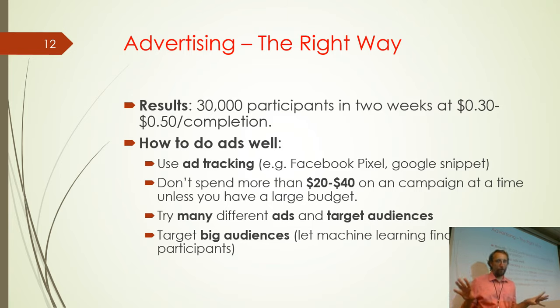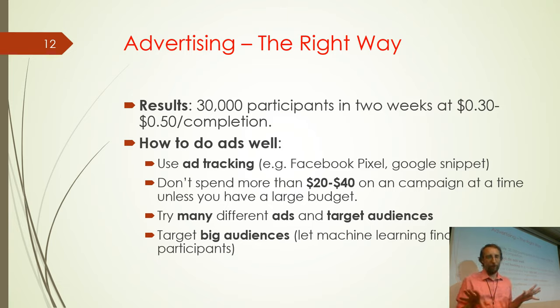Second thing is, don't spend more than 20 or 40 bucks trying to experiment on a campaign. And by campaign, I mean the ad content and the audience that you're trying to reach. So if you have an ad and you want to see if it's going to appeal to people under 35 who are interested in social science, only spend about 20 bucks on that, unless you actually have a real large budget. But 20 bucks is usually enough to give you a sense of the order of magnitude of how much it's going to cost to get somebody for a particular ad campaign to work.